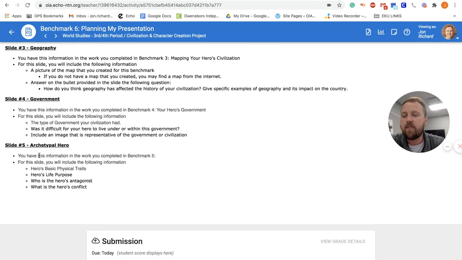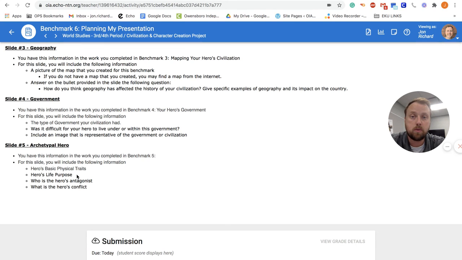And then slide number five is archetypal hero. This is benchmark five. For this slide, you'll include the following information. So basic physical traits. Are they male, female? Are they tall, short, physically fit, larger, smaller? Whatever details you think are important to say, very simple on that bullet, and then you can go into those details. The second bullet will be the hero's life purpose, which was from benchmark five.